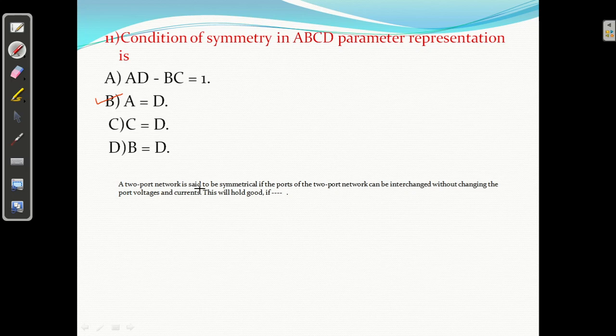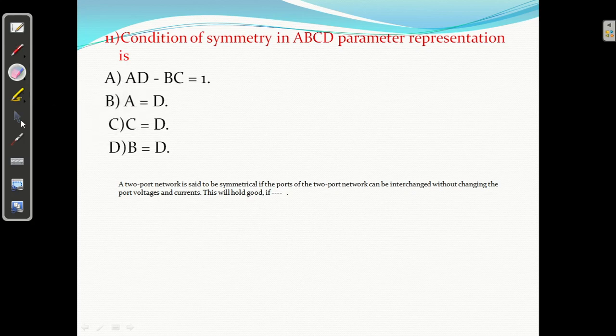The two-port network is said to be symmetrical if the ports of the two-port network can be interchanged without changing the port voltage and currents. This will hold good if A equal to D. So this is the condition of symmetry, right?